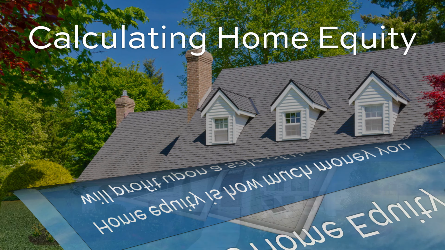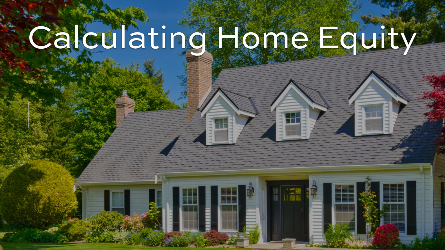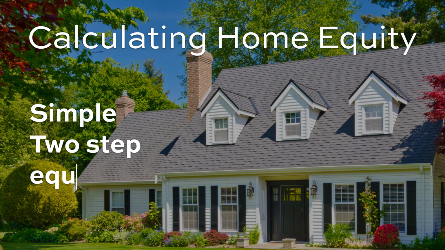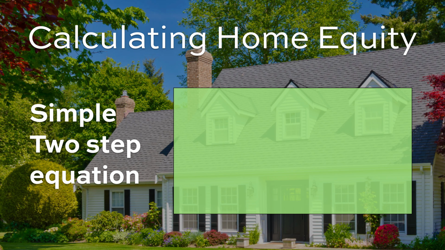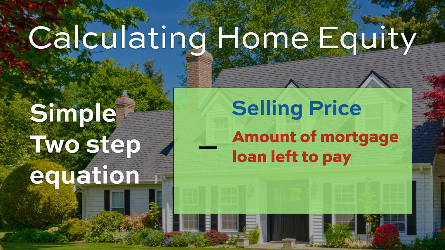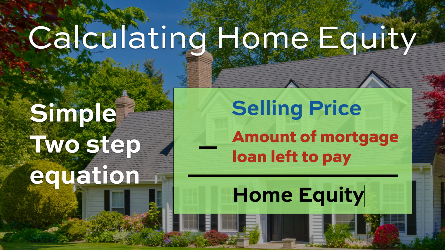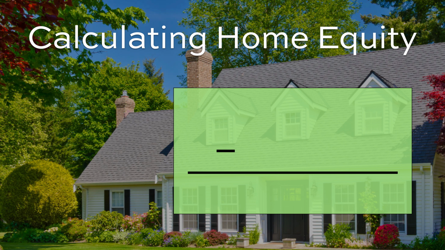So now let's figure out how you calculate this. And it's very simple. It's just a two-step equation. That's all you need to know is two things. So let's do that over here. First, you're going to take the selling price of the house, so whatever it sells for, and then you're going to subtract the amount of the mortgage loan you have left to pay. So that's the two things you need to know. And then once you subtract that, that's going to be the home equity, or how much profit you will get from the house sale.